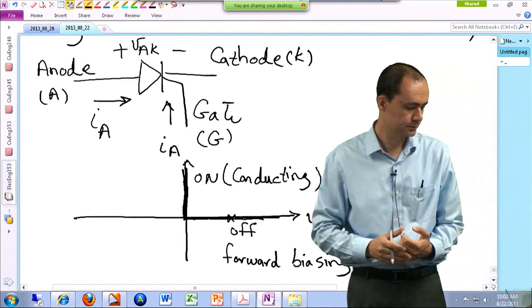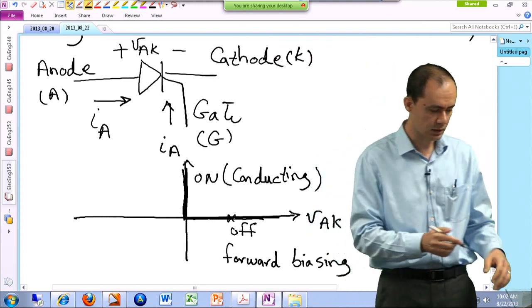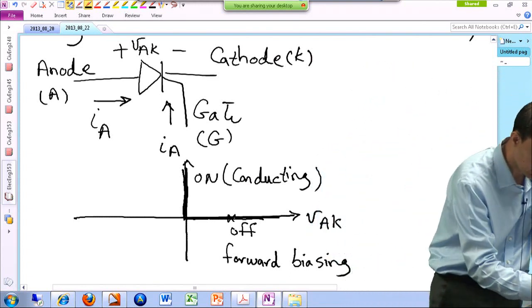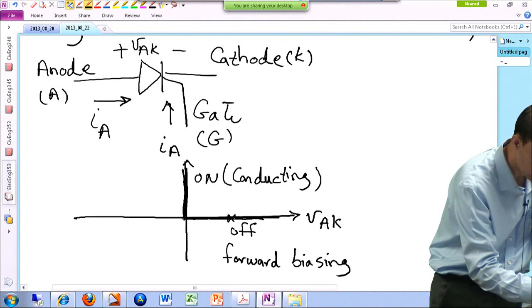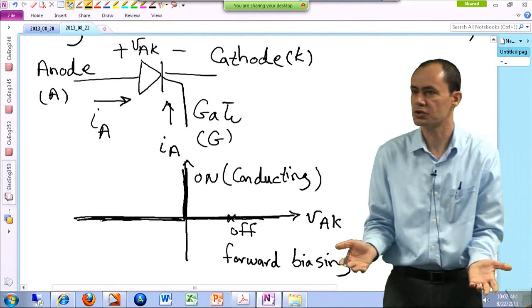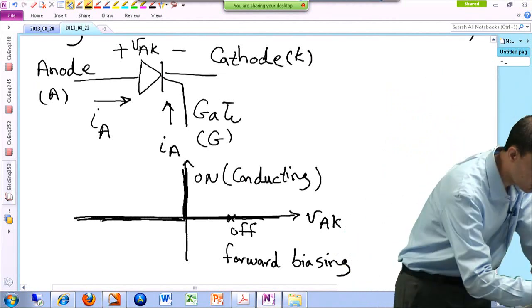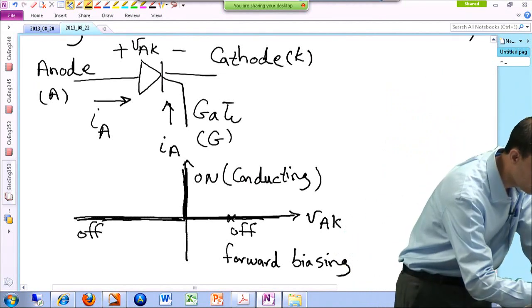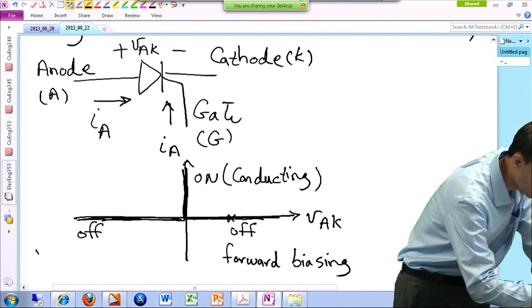All right? And if you don't apply any gate signal to the system, it can also block negative voltages, similar to just a typical diode. So here, again, the component is off. And it's called reverse blocking.